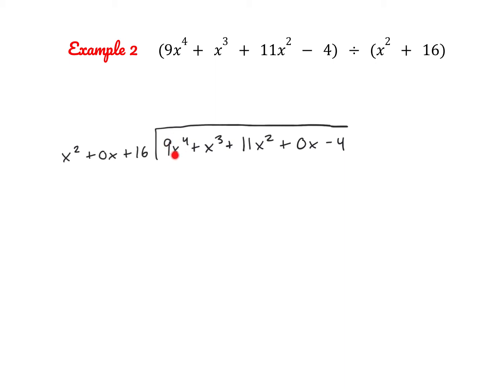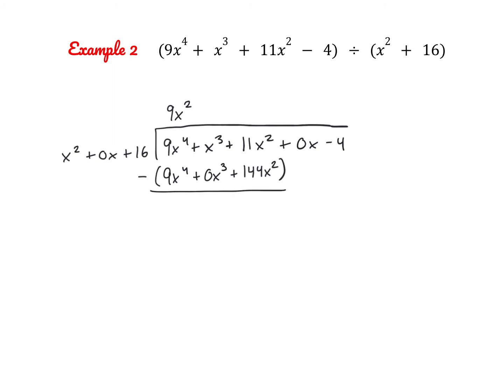We're essentially doing 9x to the fourth divided by x squared. So we're going to say 9x squared. And now we're going to multiply. So we get 9x to the fourth plus 0x cubed. And I'm just going to put x cubed here so it lines up with my other x cubed term. This is more of just a placeholder. And then here we get 144x squared.